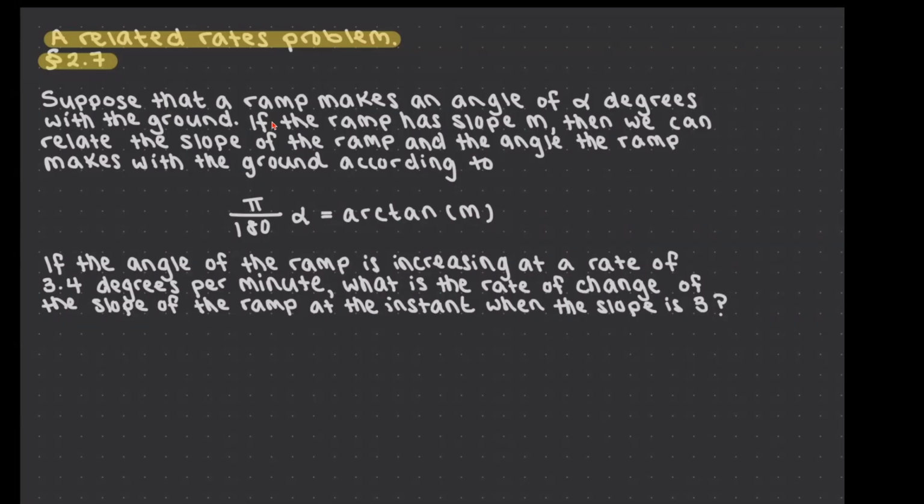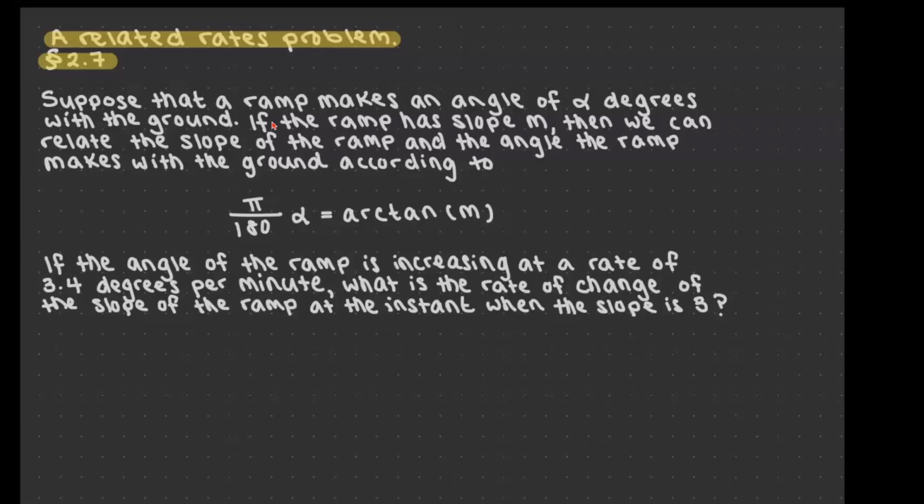So I have a problem here that was requested. I'll read it and then I'll show you how I like to approach this. It says, suppose that a ramp makes an angle of alpha degrees with the ground. If the ramp has a slope m, then we can relate the slope of the ramp and the angle the ramp makes with the ground according to this equation. If you're wondering where this equation comes from, don't worry, I'll show you. The question is, if the angle of the ramp is increasing at a rate of 3.4 degrees per minute, what is the rate of change of the slope of the ramp at the instant when the slope is 3? So a lot of things going on here.